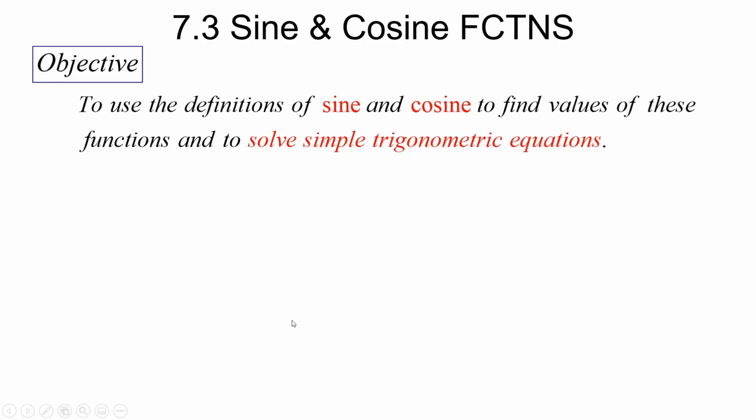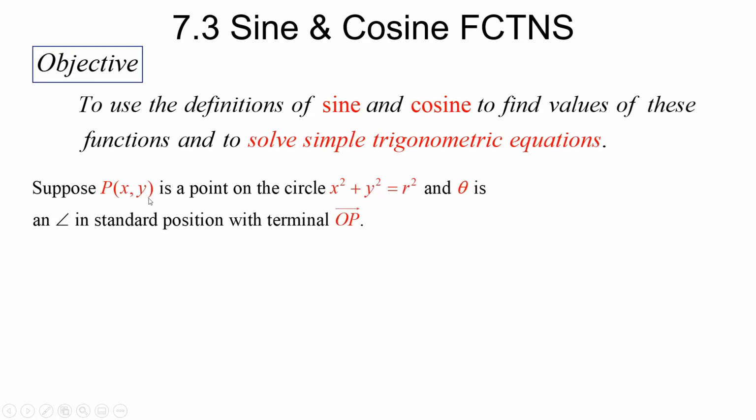Right, this is 7.3 sine and cosine functions, and our objective will be to use the definitions of sine and cosine to find the values of these functions and to solve simple trigonometric equations. This is a very, very important lesson, so take some great notes. Get a hold of me if you have any questions, and again, we're really establishing our understanding of trigonometry today.